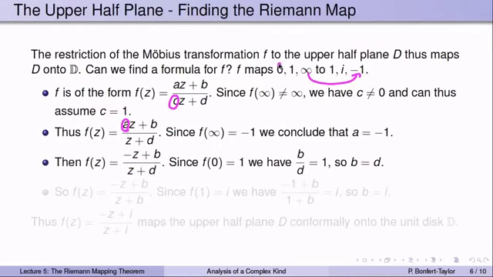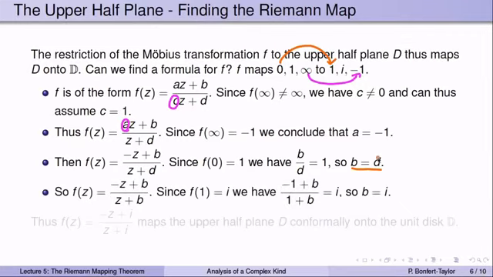Furthermore, we know that 0 is to be mapped to 1. So when you plug in 0, you're supposed to get 1. That means b over d has to be equal to 1, or b has to equal d, which means f of z is of the form (minus z plus b) over (z plus b). I just replace d with b. Finally, we have that f of 1 is equal to i. So when you plug in 1 into this expression, you need to get i. So (minus 1 plus b) over (1 plus b) needs to be equal to i. If we solve this for b, we find b is equal to i.